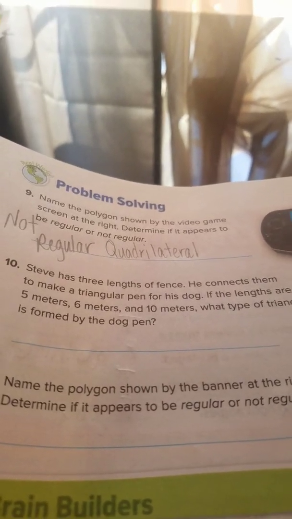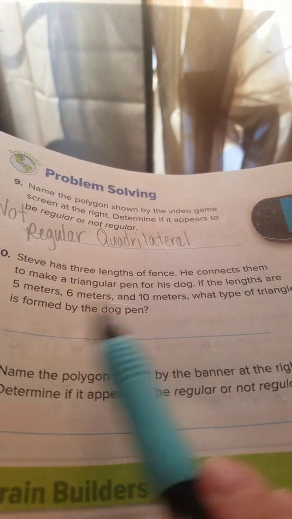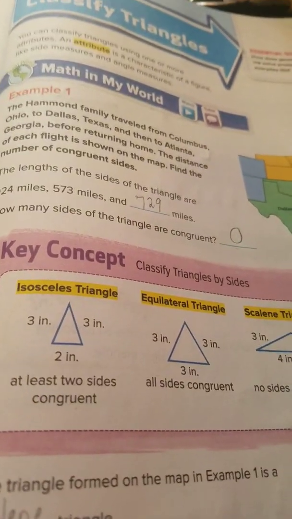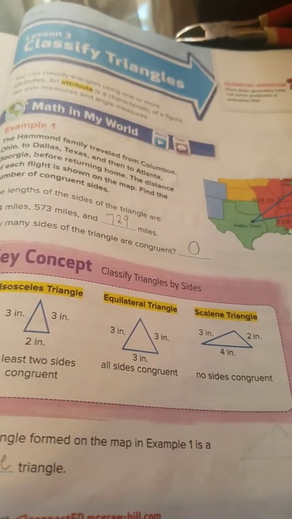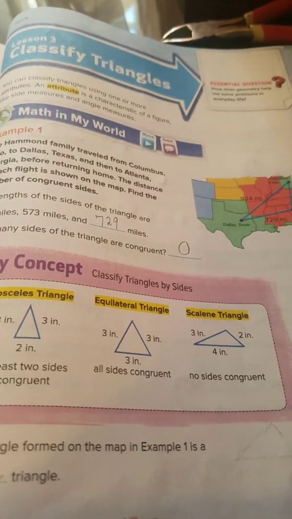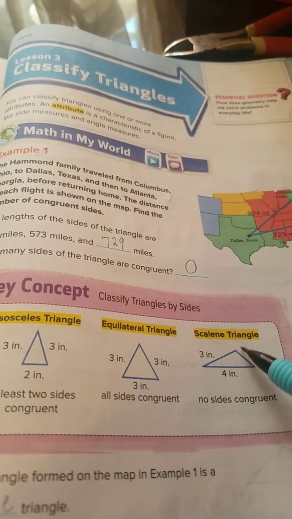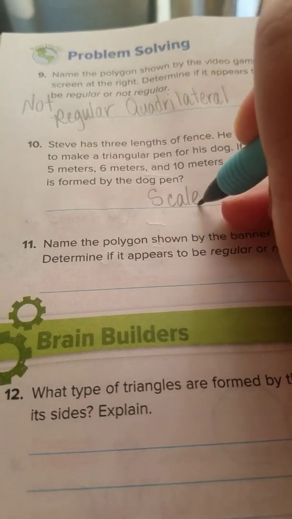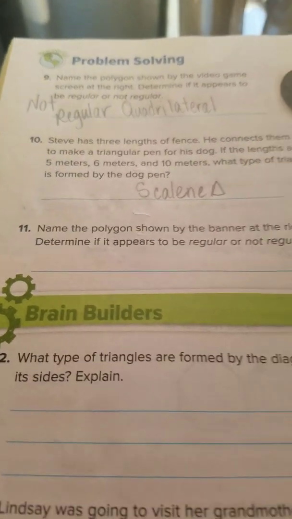Well, let's talk about 5, 6, and 10. Are any of those sides equal? None of those numbers equal each other, so none of the sides are equal. If we go to page 915, our key concept chart, no equal sides or no congruent sides make that dog pen a scalene. See how it's scalene? No sides congruent. So number 10, this would be a scalene triangle.